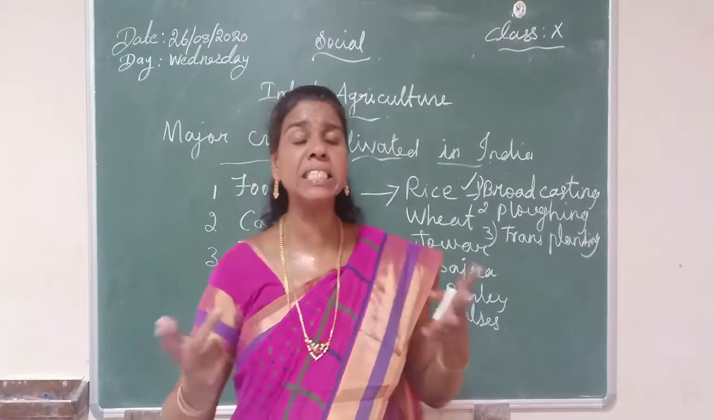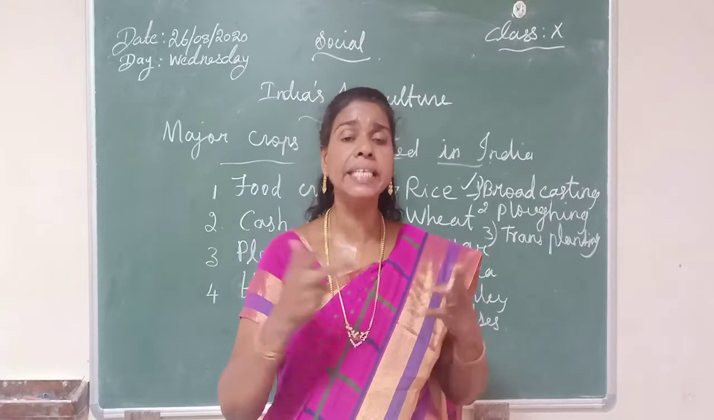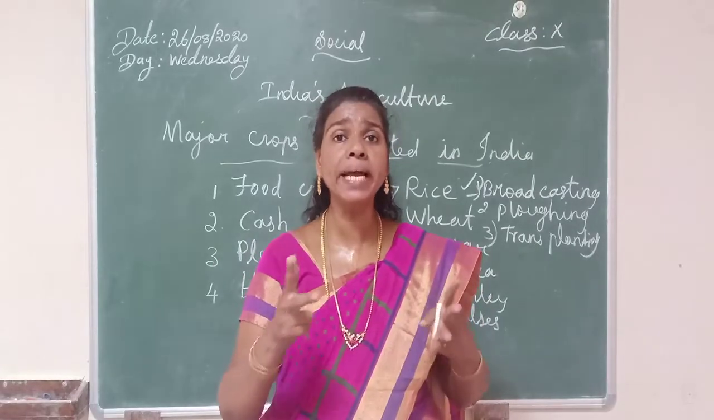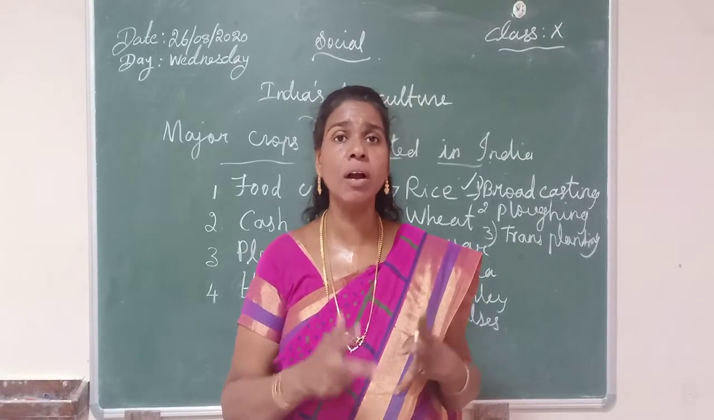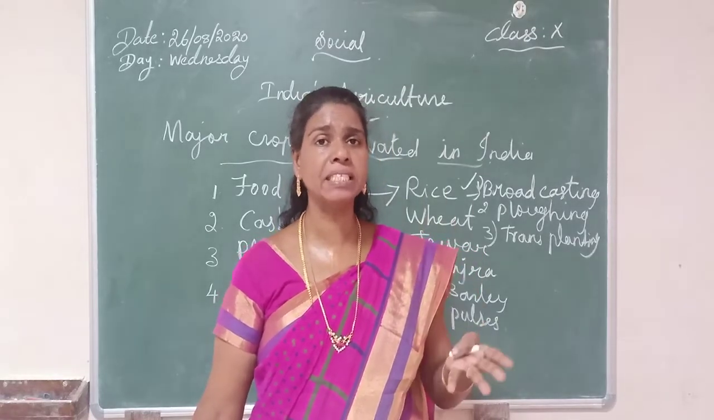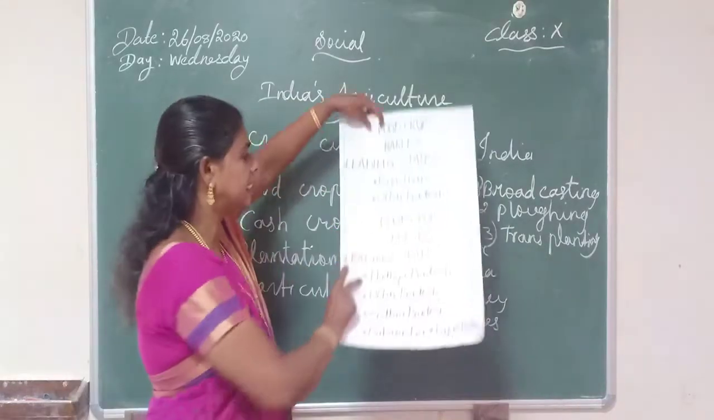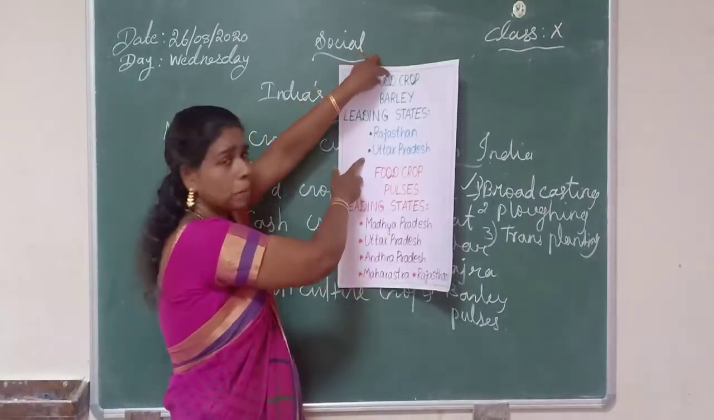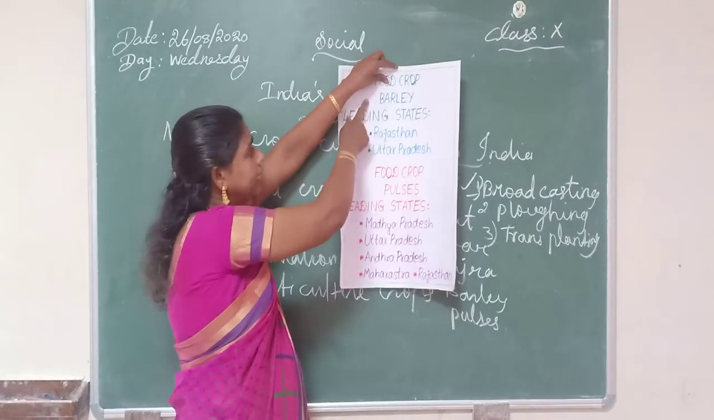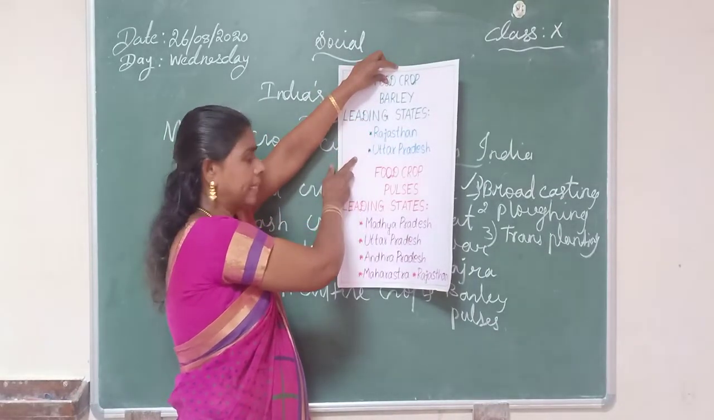Barley is a cereal of India. It is also called poor man's dates. In India, some of the states cultivate barley. The leading states are, listen here, Rajasthan and Uttar Pradesh. Mostly barley is cultivated in the states Rajasthan and Uttar Pradesh.